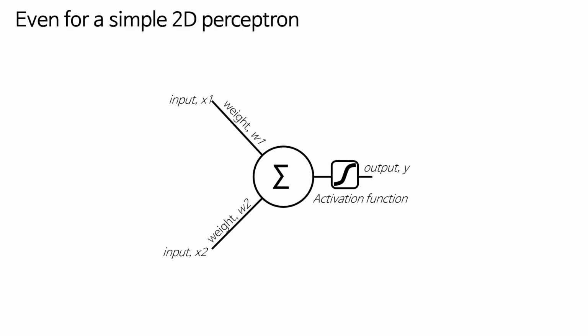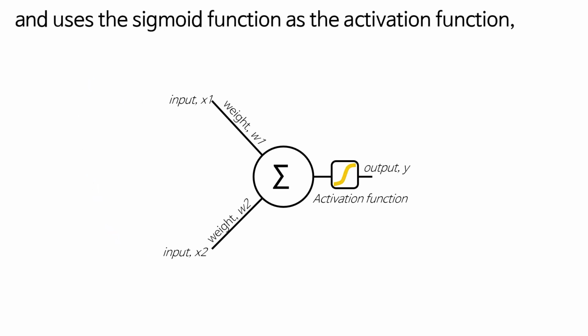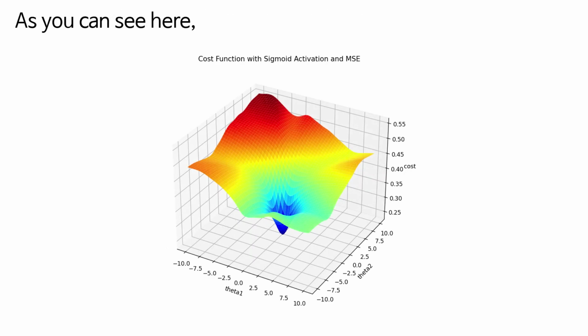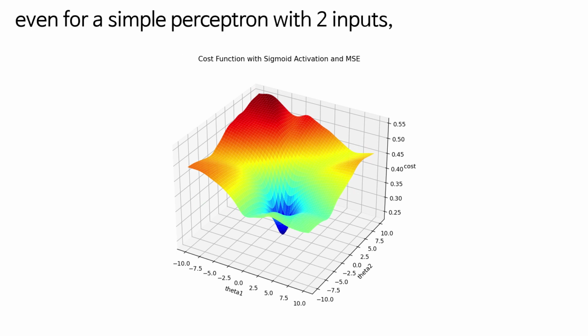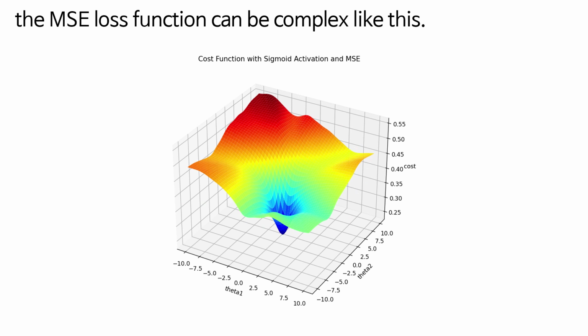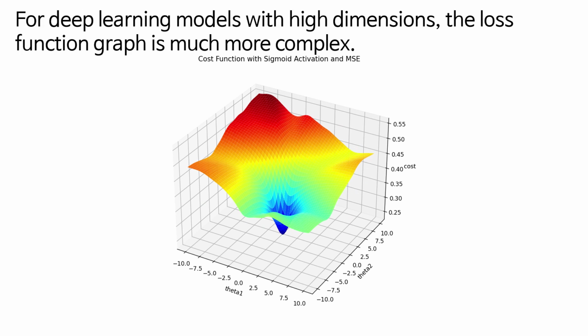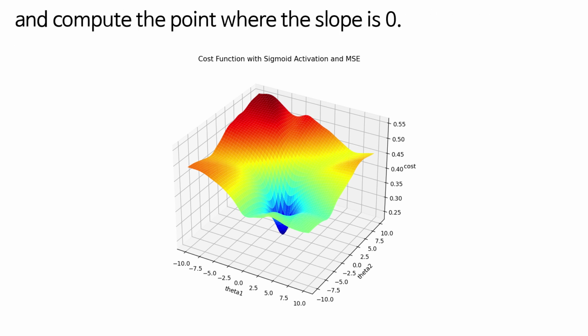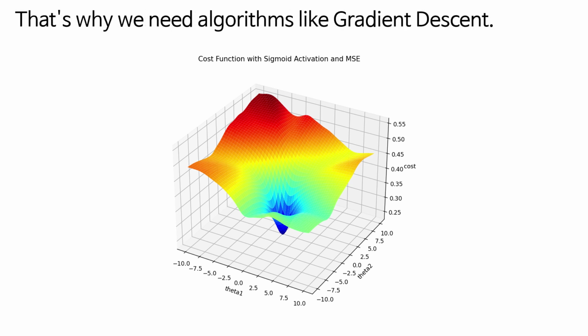Even for a simple 2D perceptron that takes 2 inputs and uses the sigmoid function as the activation function, the shape of the MSE loss function is complex. As you can see here, even for a simple perceptron with 2 inputs, the MSE loss function can be complex like this. For deep learning models with high dimensions, the loss function graph is much more complex. So it's usually very hard to find the derivative of such a complex function and compute the point where the slope is 0. That's why we need algorithms like gradient descent.